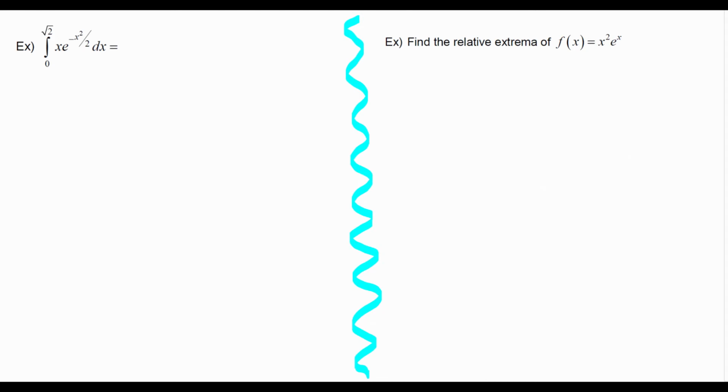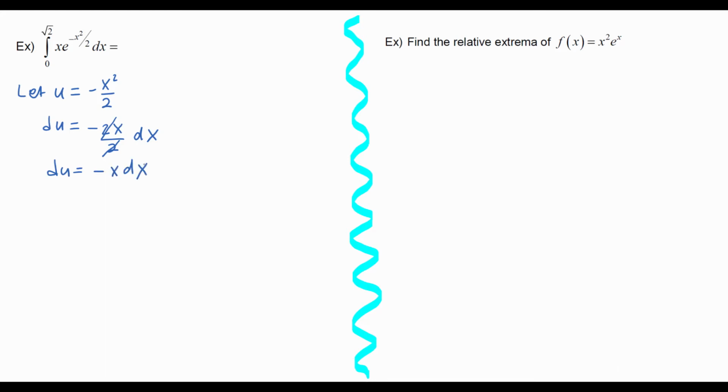Can you do a definite integral this time? No problem, right? Since I don't have an e to the x, I must have an e to the u. So let u be equal to negative x squared over 2. Then my du is the derivative of negative x squared over 2, which is negative 2x over 2 dx, where the 2's get canceled. So my du is negative x dx.